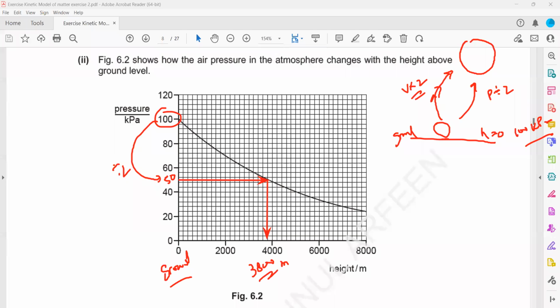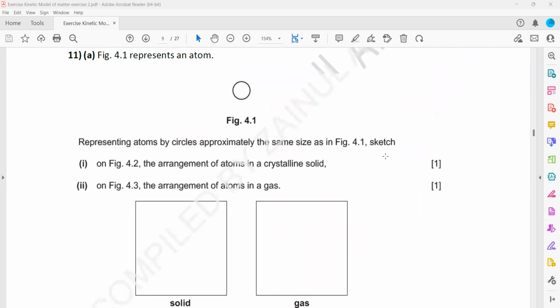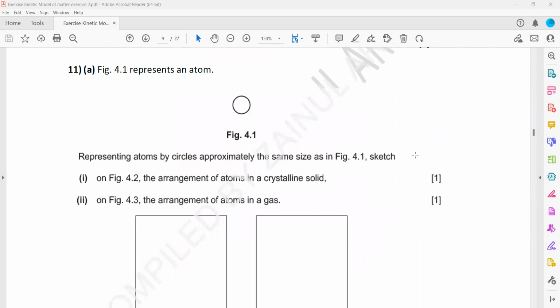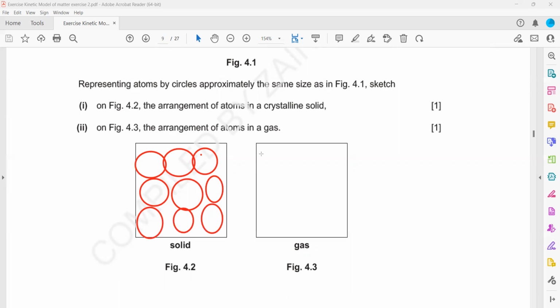The next question is page 10, question 11b2 and 12b2. Okay, 11b. On figure 4.2, draw the arrangement of atoms in a crystalline solid and the arrangement of atoms in a gas. In a crystalline solid, you have to draw the particles, atoms tightly packed together, a lattice. In a gas, the particles should be away from each other.